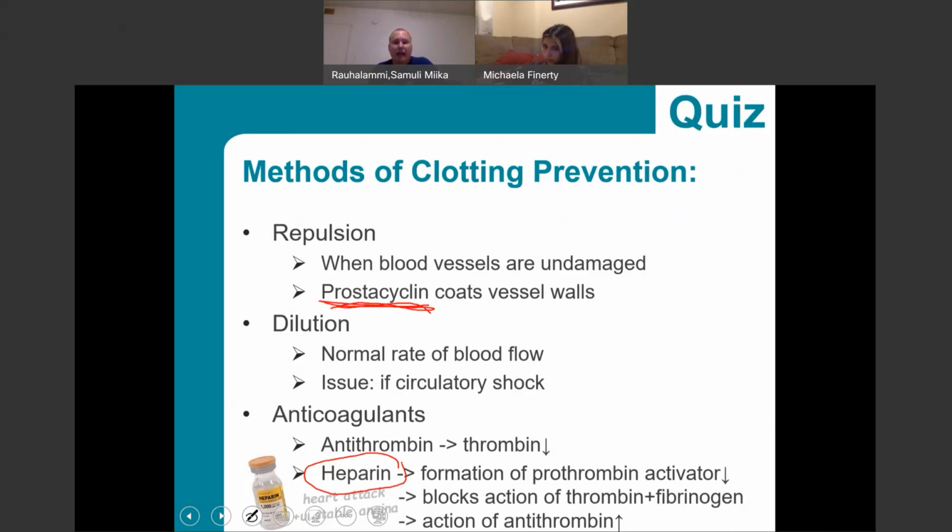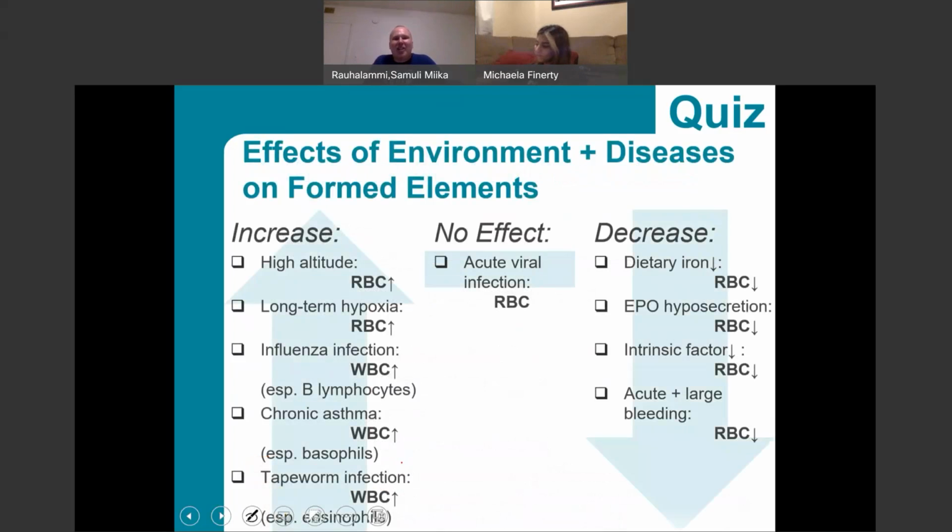So on that question, you're being asked to drag these, what I have indicated here with arrows, under the correct methods of clotting prevention. So you know what repulsion is, you know what dilution is, you know what anticoagulants are. Really, it's just a matching thing. Did you get those? Am I rushing? No, you're good. Okay.